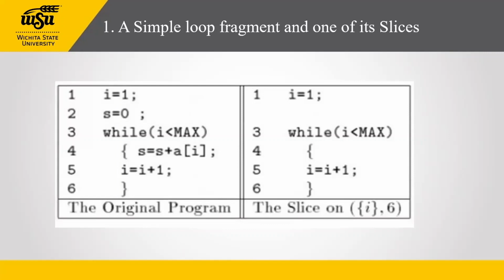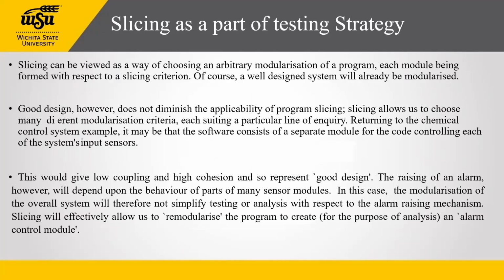In the original program, what we do in the slice is we make the slice where the sixth part comes into place. We take the entire thing from 3 to 6 as a slice. In the next step, slicing as a part of testing strategy. This slicing can be viewed as a way of choosing an arbitrary modularization of a program.